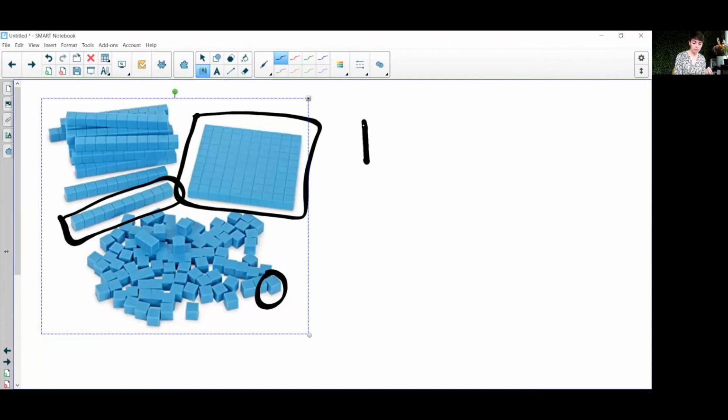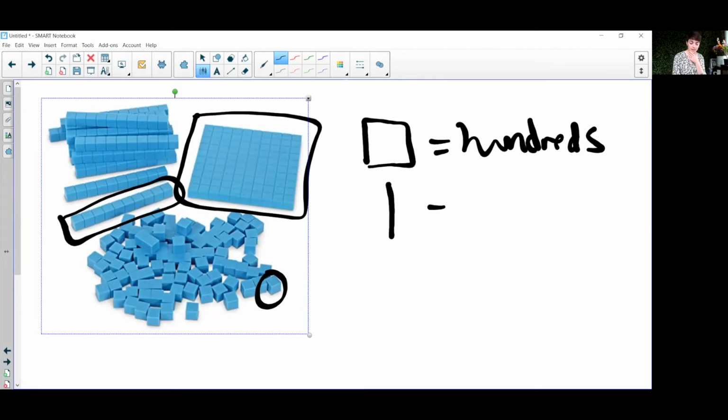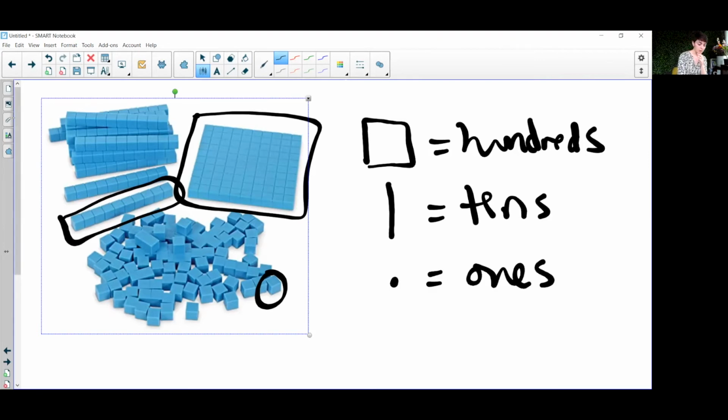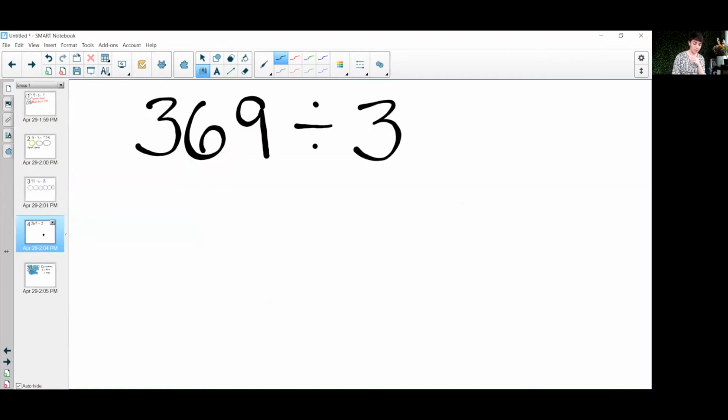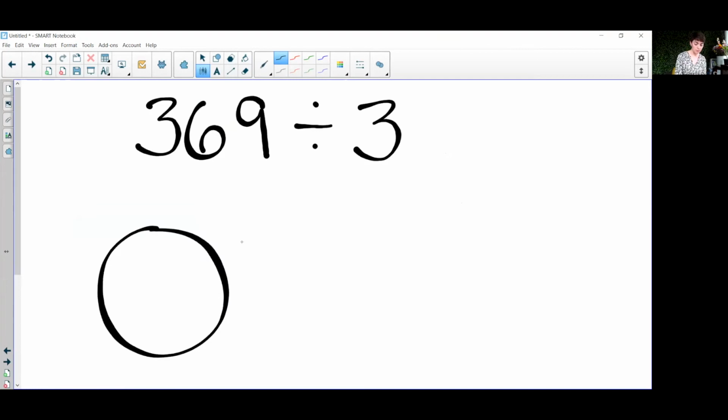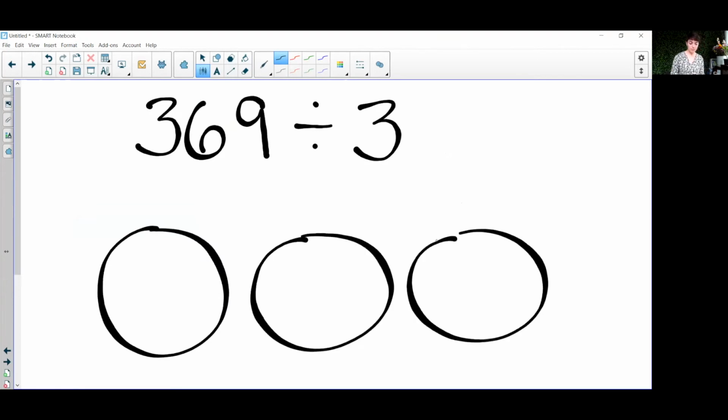So I'm going to start off with a square, and that is going to equal my hundreds. Again, it's a symbol I'm going to use to help me out. I'm going to have a line that I use for the tens. It looks just like that rod we have over there. And I'm going to use a dot or a circle, and that's my ones. All right, so going back to our large problem, you start by saying how many groups we need. We need 3. 1, 2, 3. We're going to take this big number and break it down into 3 equal groups.